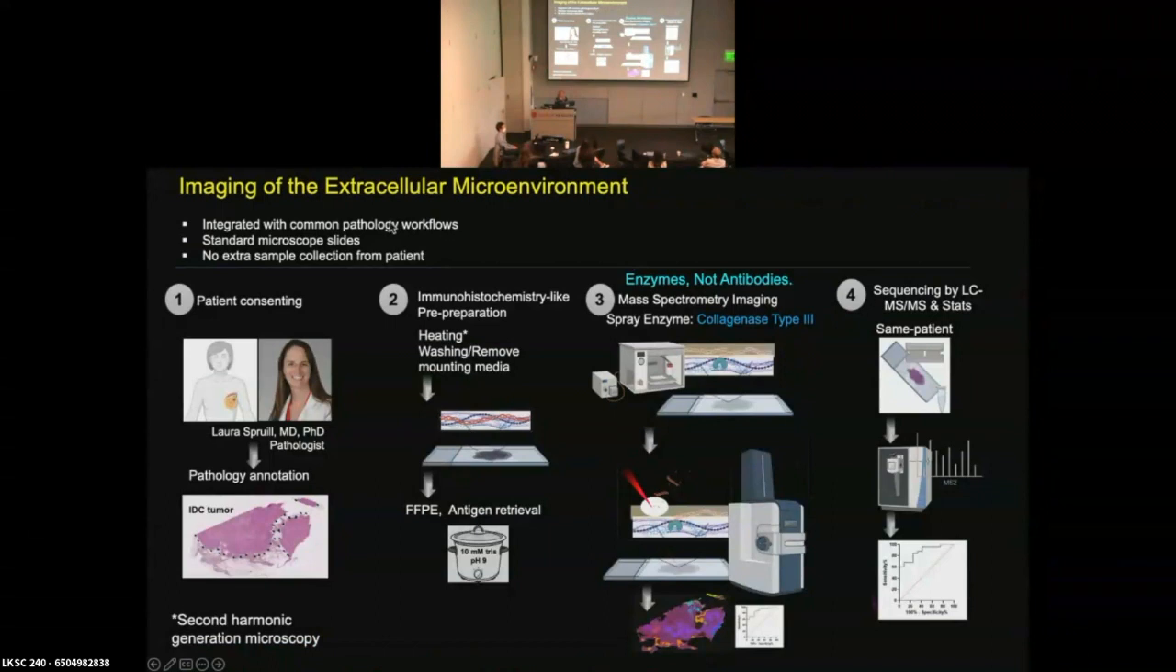I'm not going to go into depth on this because Jeff did such a great job, but we start with patient consenting. A pathologist annotates the H&E slide. We do an immunohistochemistry-like pre-preparation. This is on FFPE; it also works on frozen. And then we use enzymes, not antibodies, to access these structures. Then we look at these little pieces of domains, which we call peptides, that were detected by imaging mass spectrometry.